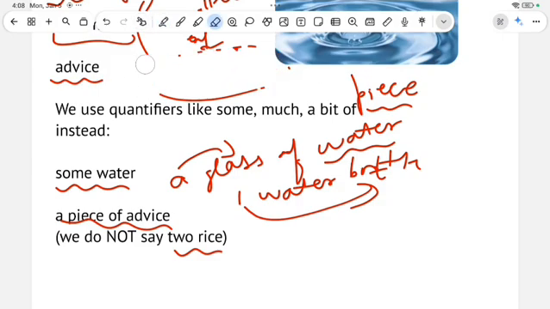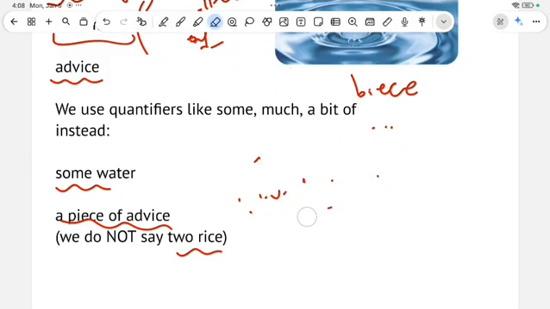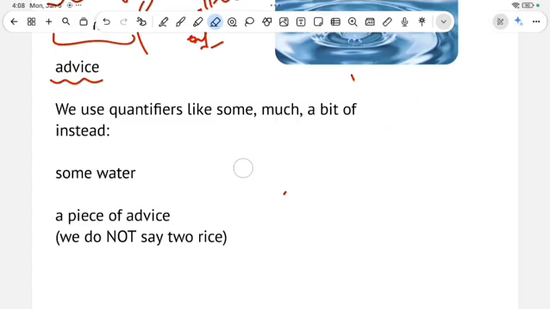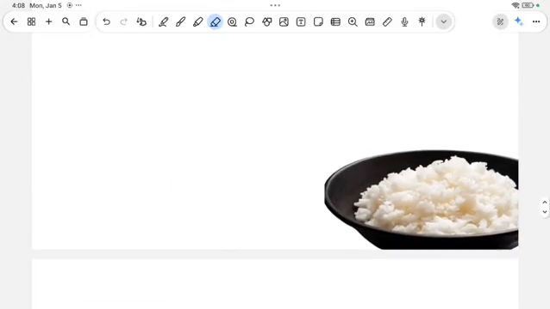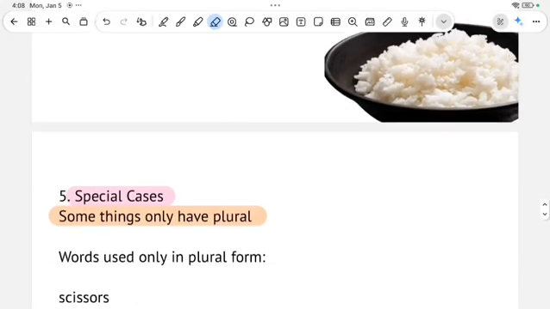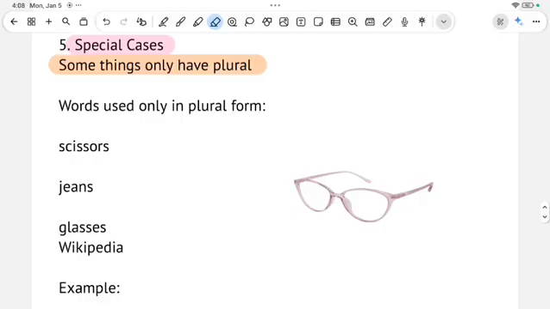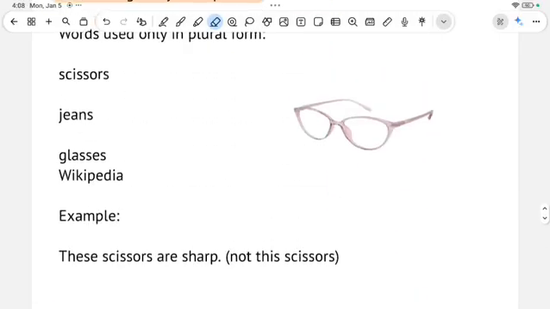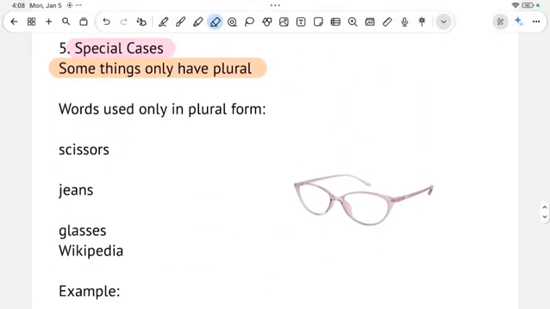Okay, here you can see. Let me take you towards more examples and rules, obviously. Okay, let's go. Here is our tasty rice, as you can see. So last, I think that is the last case. Okay, there are some more cases. Special case, it is very special. If I write it, it is actually a very special case. Okay, let me clarify it. Here you can see special case. Some things only have plural. It's very true. Words used only in plural form.